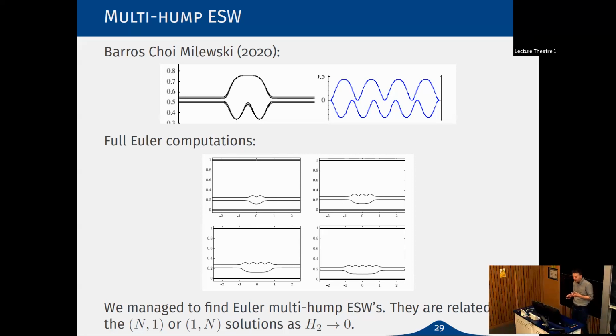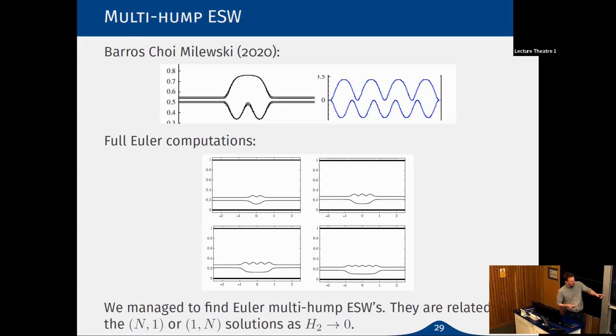And then they found that you can open these up. So you can actually find more. This is a bubble, essentially. This is a bubble of rho 2 inside rho 1 and rho 3. Very strange solution. But you can open these things up and find them for finite values of H2 as well. And we found that in the Euler equations, you can also find such solutions.